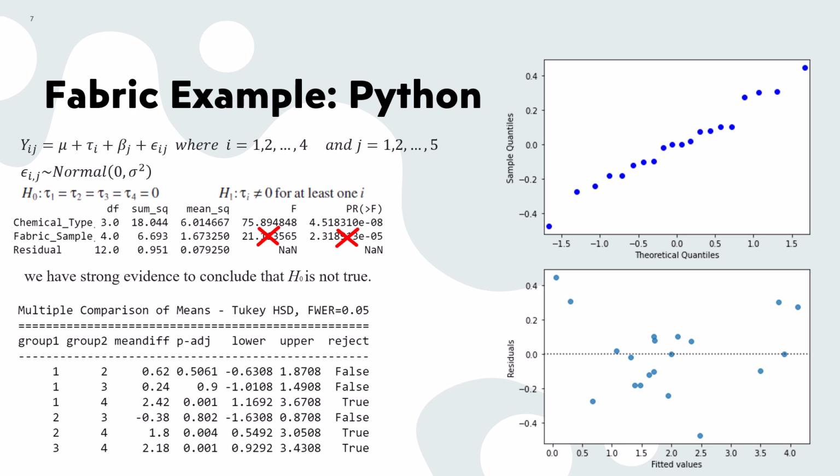To identify which specific chemical types differ, we conducted Tukey's honestly significant difference test. The results show that chemical type 4 is significantly different from the others, indicating it has a distinct effect on strength. Finally, we validated the assumptions of the ANOVA model through an adequacy check. The normal QQ plot confirmed that the residuals are approximately normally distributed, and the residuals versus fitted plot showed no clear patterns, supporting the assumption of constant variance. These checks reinforce the reliability of our conclusions.